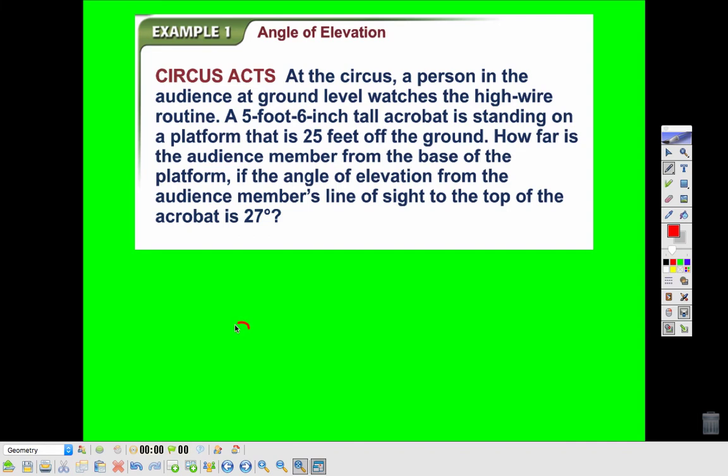Draw it out. So, 5'6". 25. Here's our person. Here is our person. Do we know how far away the person is? No. Okay. Do we know how tall the first platform is?